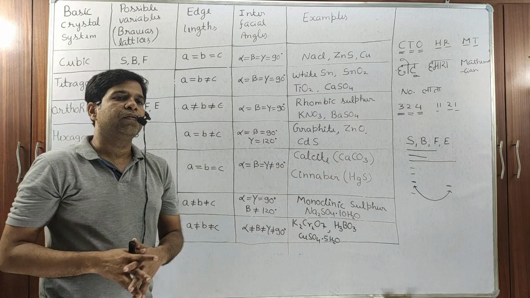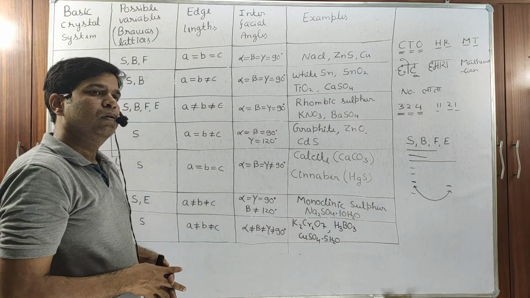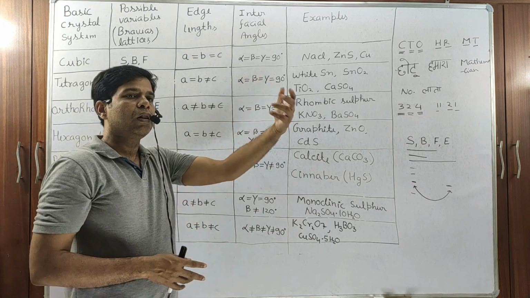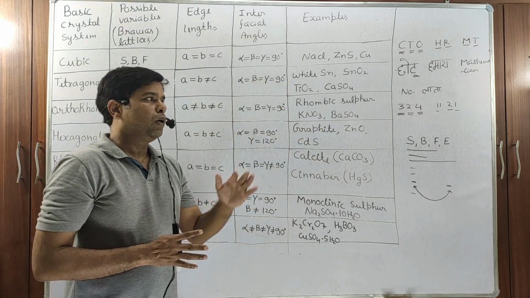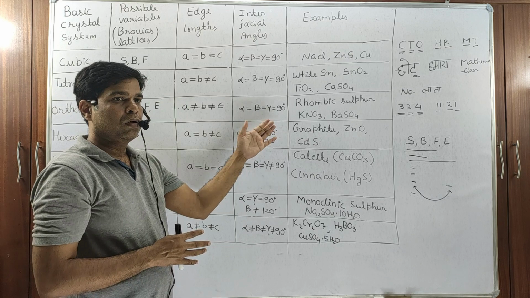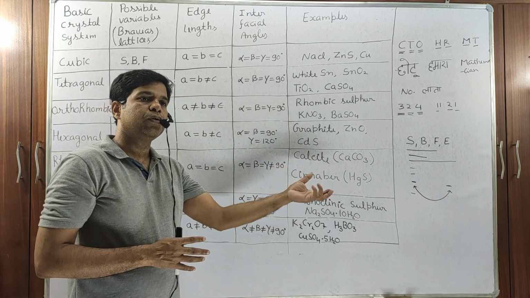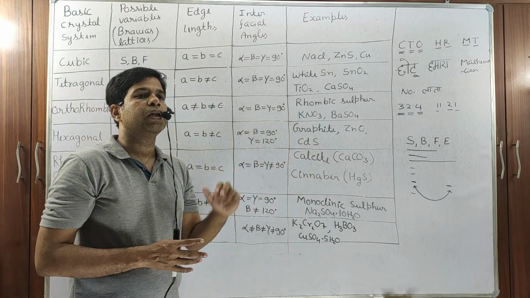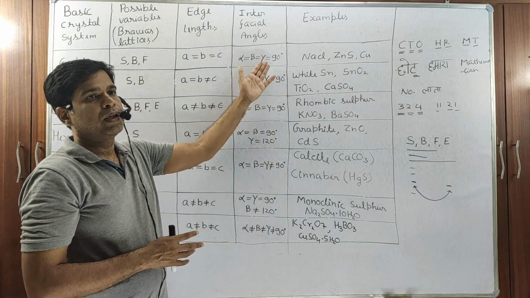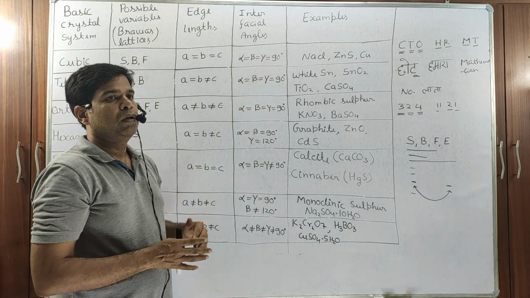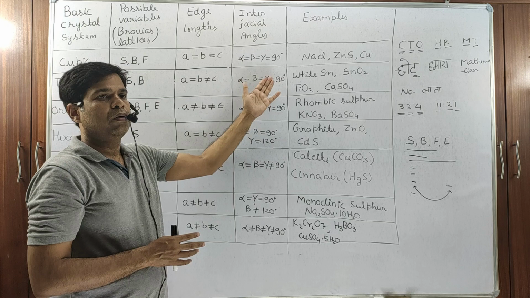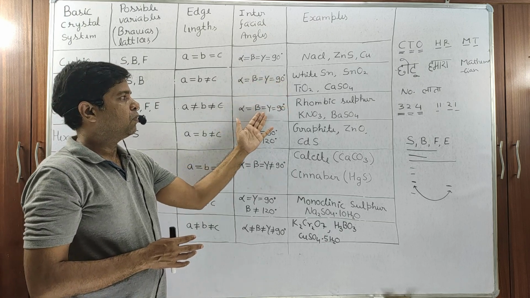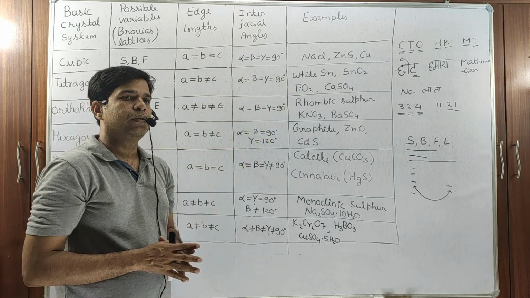Now about the interfacial angles, let's see. In the first three, all three are equal. It is easy to remember. Alpha is equal to beta is equal to gamma is equal to 90.